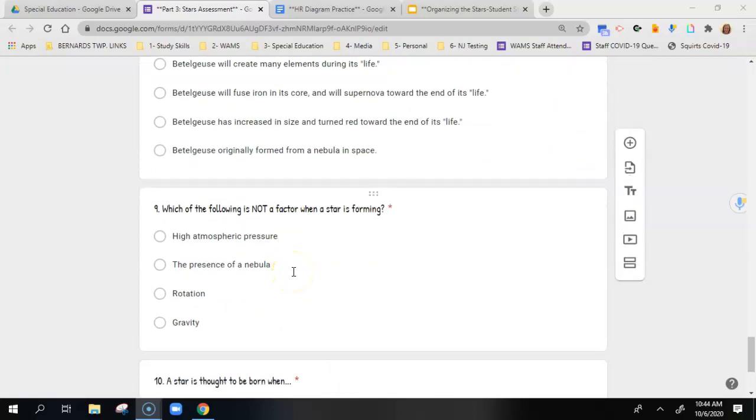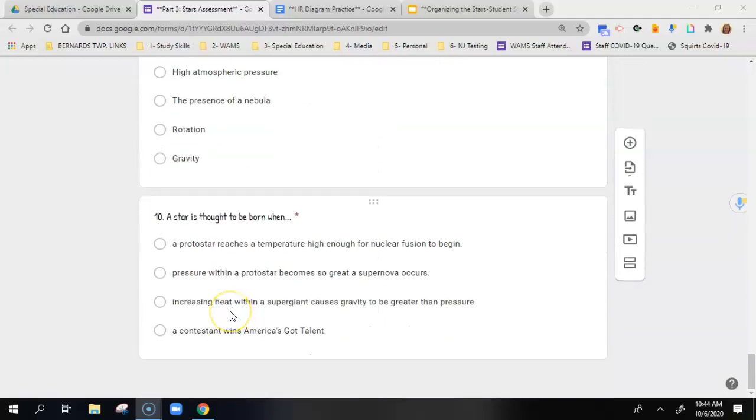Number 9. Which of the following is not a factor when a star is forming? A. High atmospheric pressure, B. The presence of a nebula, C. Rotation, or D. Gravity. Number 10. A star is thought to be born when A. A protostar reaches a temperature high enough for nuclear fusion to begin, B. Pressure within a protostar becomes so great a supernova occurs, C. Increasing heat within a supergiant causes gravity to be greater than pressure, or D. A contestant wins America's Got Talent.